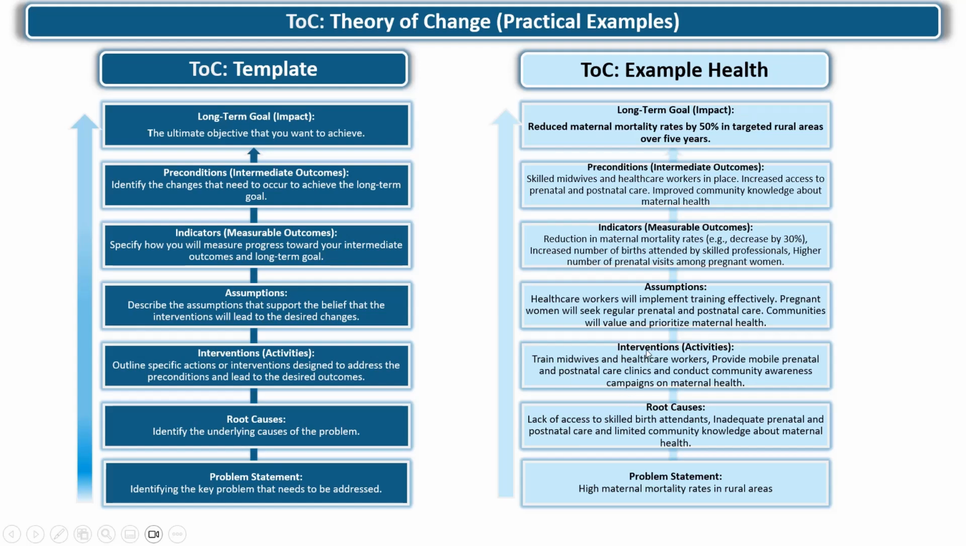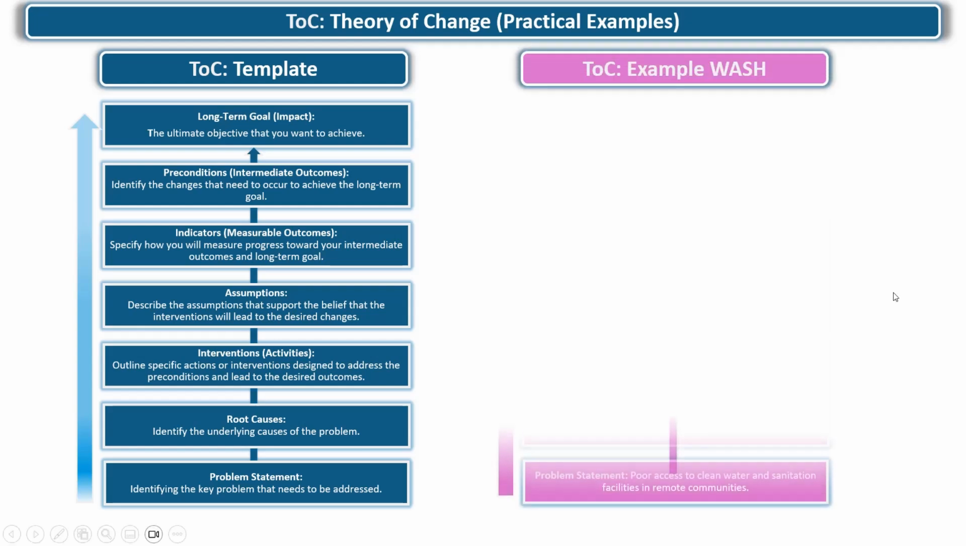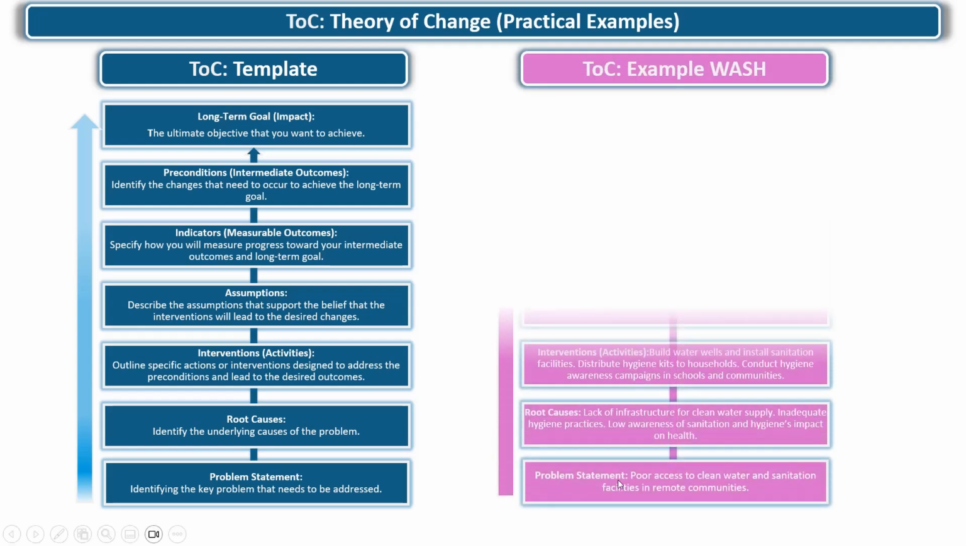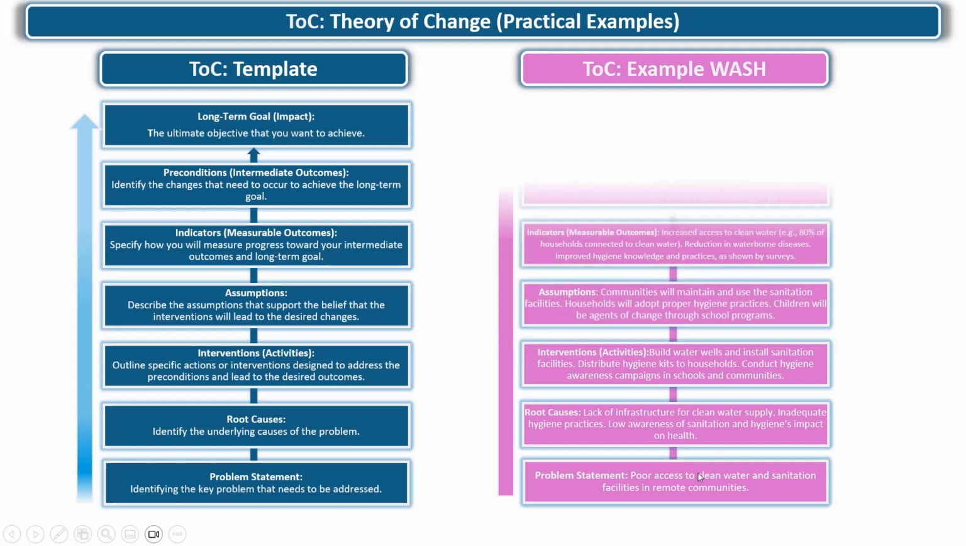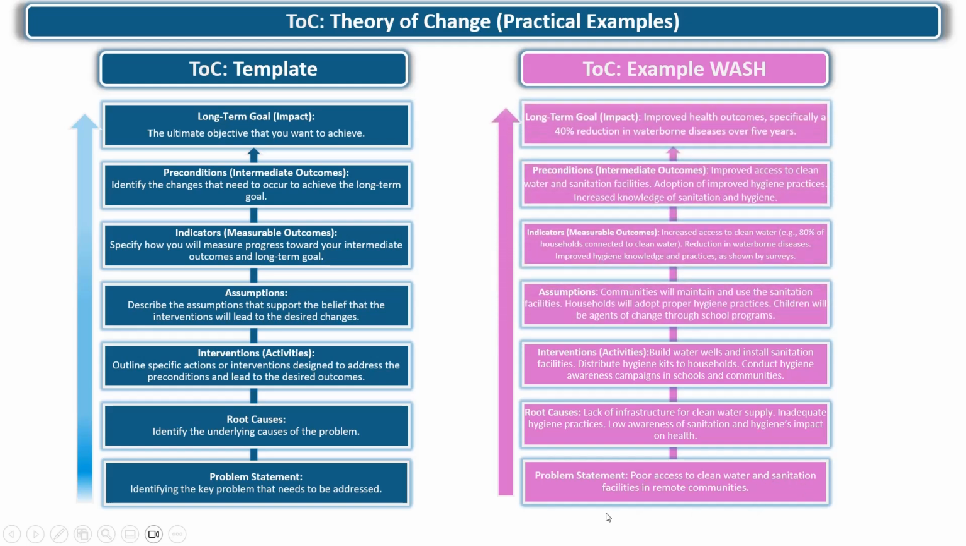And then these are the interventions. Here are assumptions and the indicators, outcomes, and impact. You can pause the video and read it in detail. Here is an example for water sector. The problem statement is poor access to clean water and sanitation facilities in remote communities.